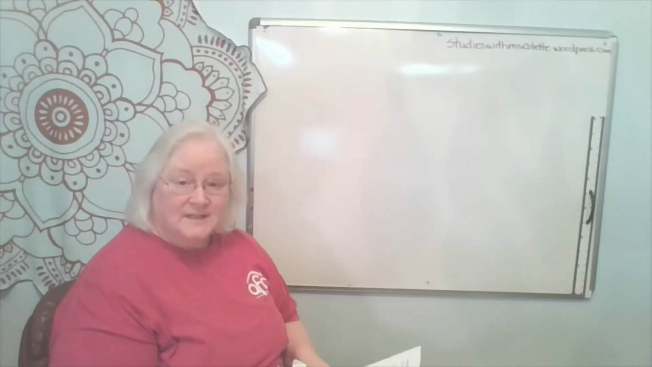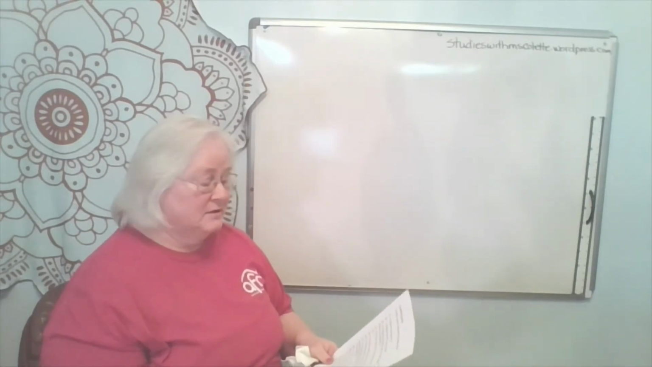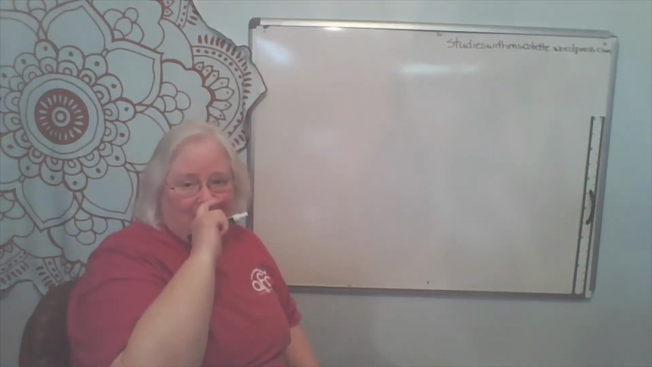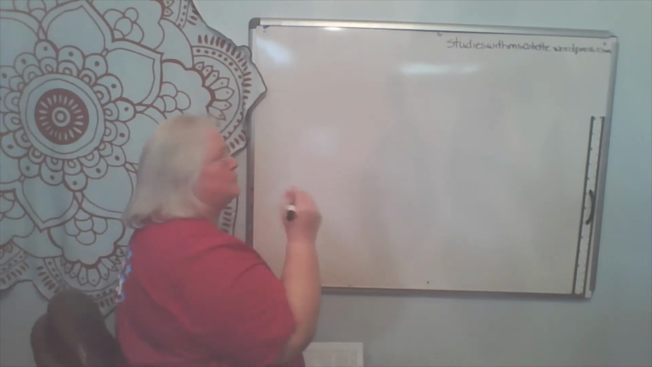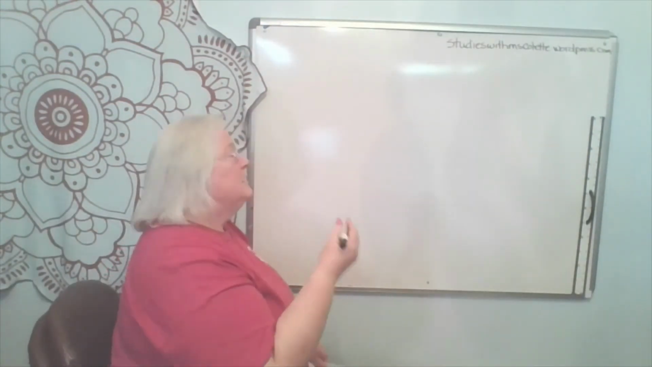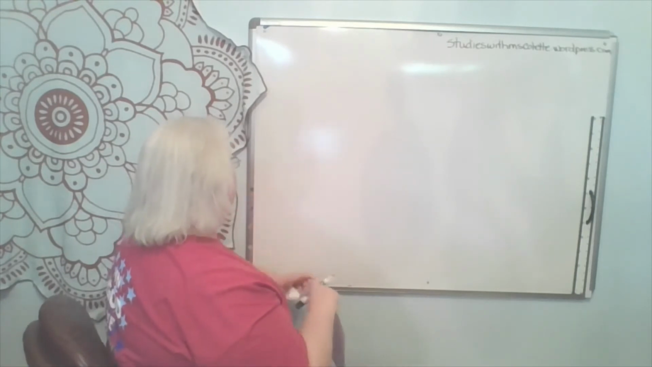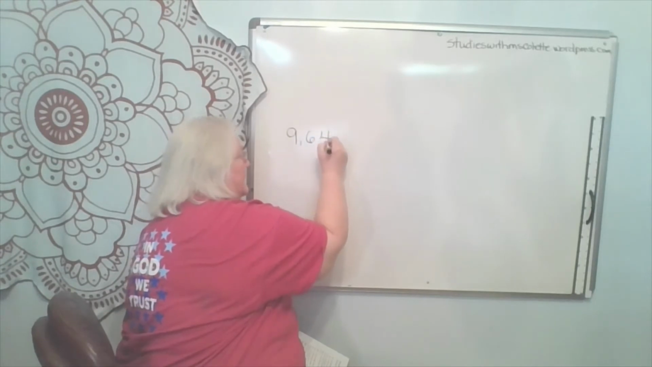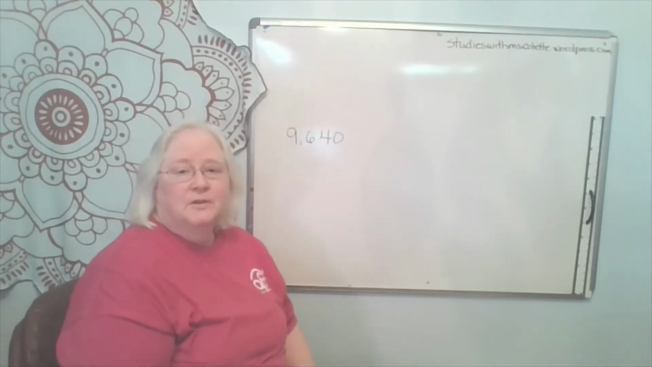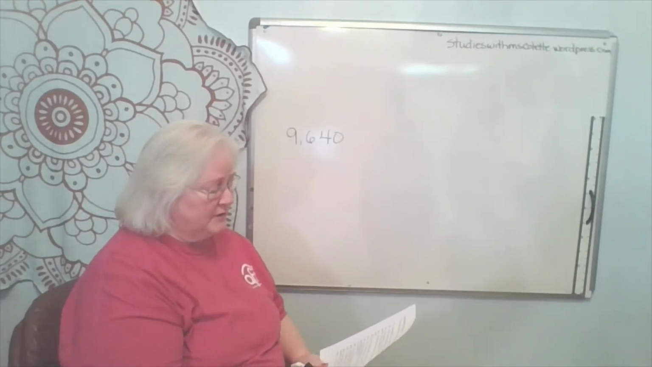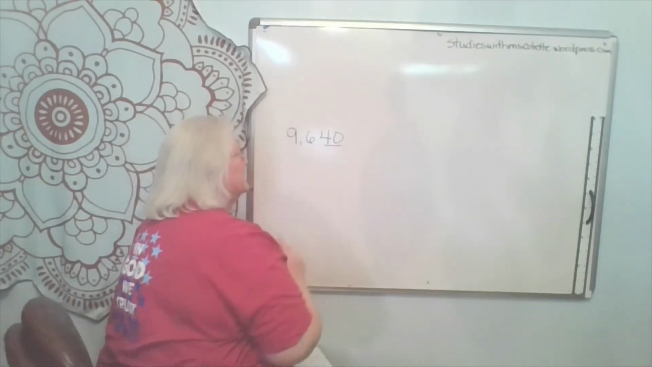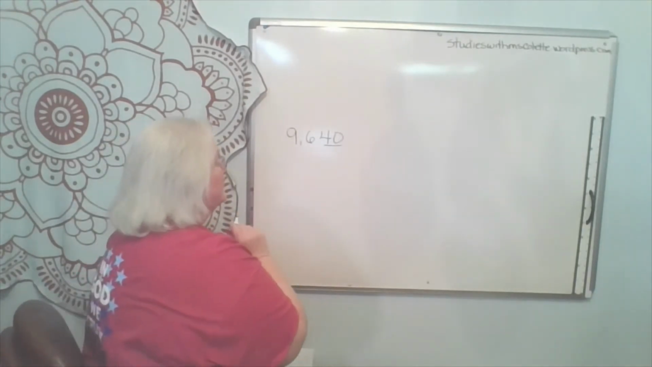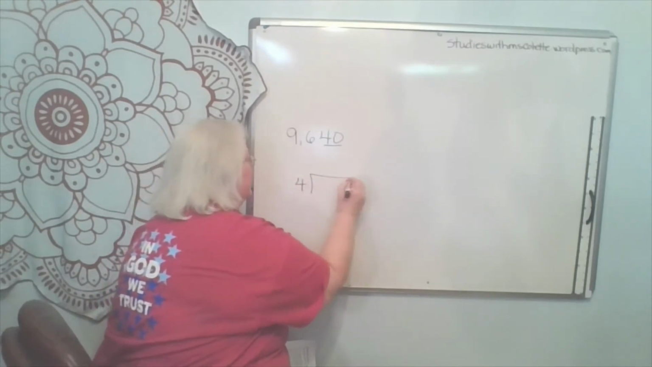Okay, rule number 4 says that if the last 2 digits of the bigger number are divisible by 4. Okay, now at first, this was one of those that I always was skeptical of. But let's say you have a number, 9,640. Okay, now it says that you have to look at the last 2 digits. Okay, so will 4 go into 40? Yes, we know that's correct. So let's see if it'll go into the bigger number.